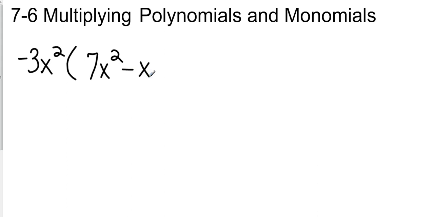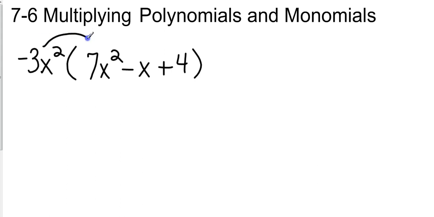So first example, if I take negative 3x squared, and I'm going to multiply it by 7x squared minus x plus 4. Inside our parentheses we have a trinomial, so we have 3 terms. Outside we have a monomial. And so this should look very familiar. We've got something on the outside that needs to be multiplied by something on the inside. So this is just distributive property.